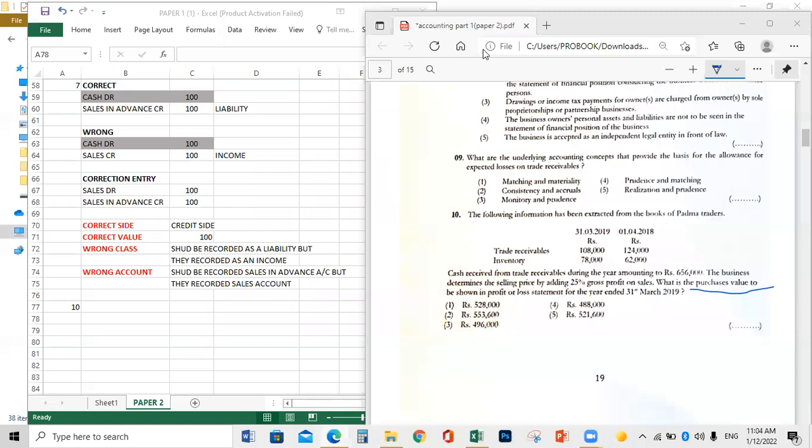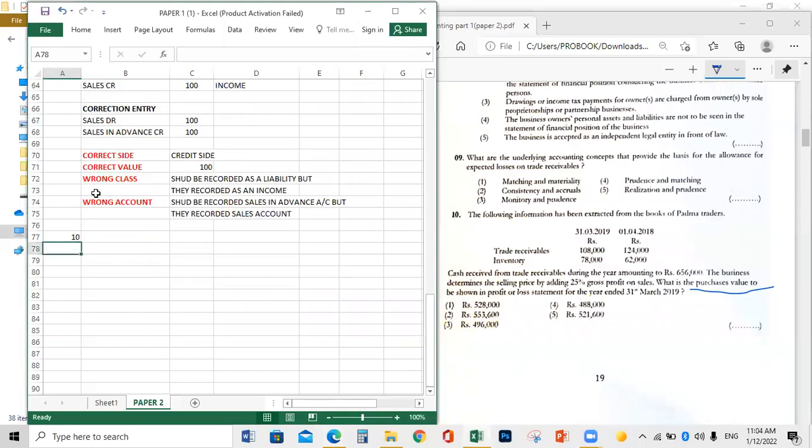markup or margin. Y'all can unmute also, guys. Markup or margin. 25% on sales. Yes, it is margin. When it is on sales, last class I explained to y'all, it's on margin. Okay, so let's just put it here.